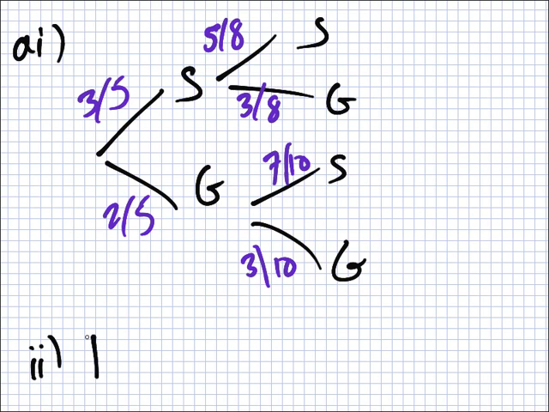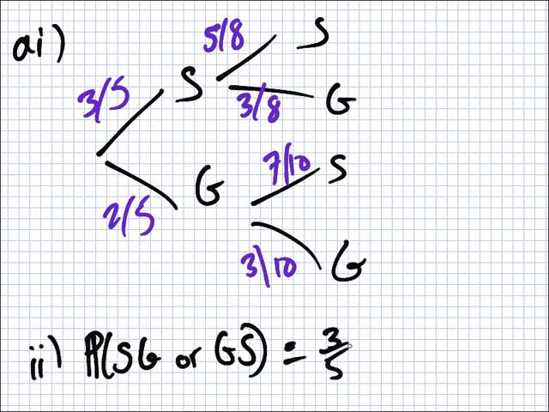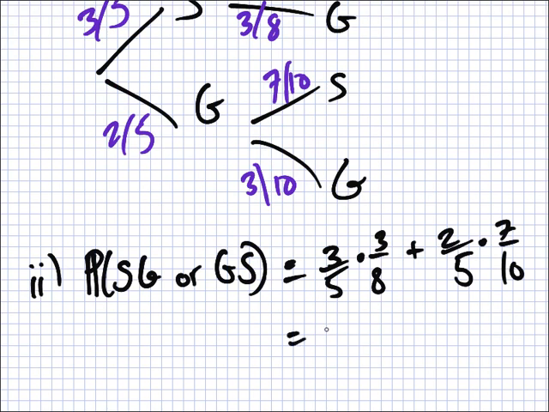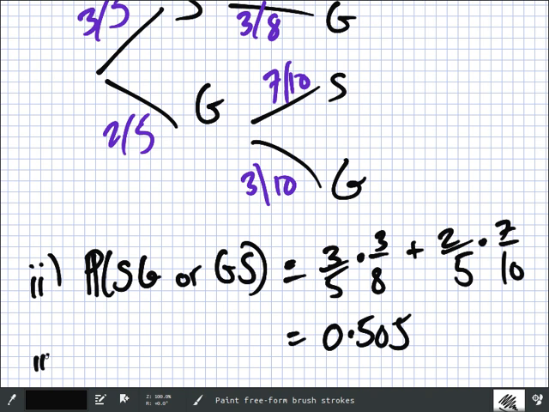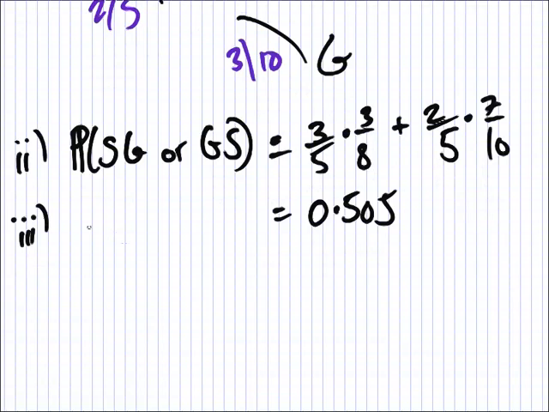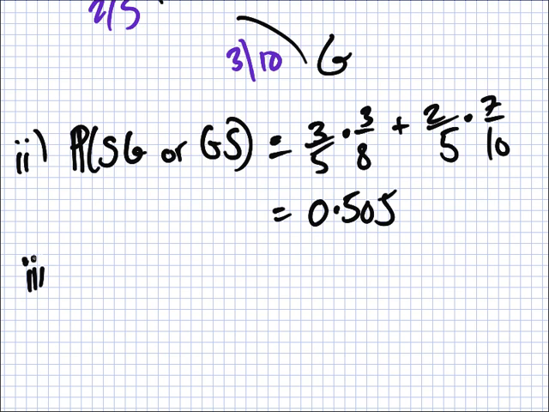Find the probability that he stops exactly once. So that's stop, go, or go, stop, which is 3/5 times 3/8, isn't it? Yeah. Plus 2/5 times 7/10. Yeah. 0.505. Yeah, 50.5%.